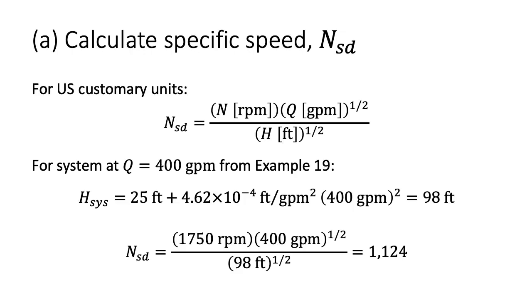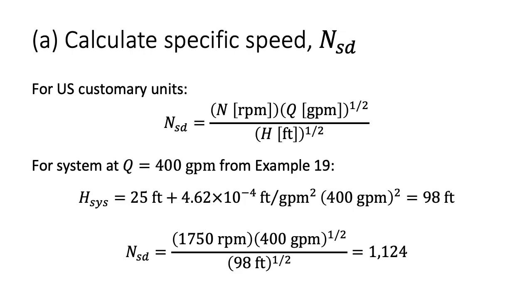Recall that for a low specific speed, less than about 0.5 if dimensionless, and less than about 1500 for customary units, radial flow pumps will typically be more efficient. Conversely, for high specific speed, greater than about 4 if dimensionless, and greater than about 10,000 for customary units, an axial flow pump will typically be more efficient.